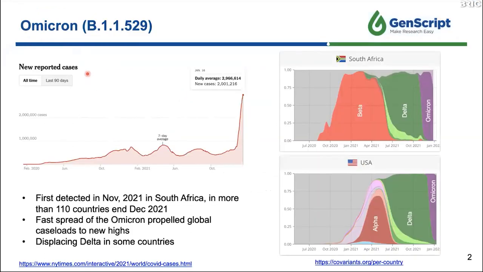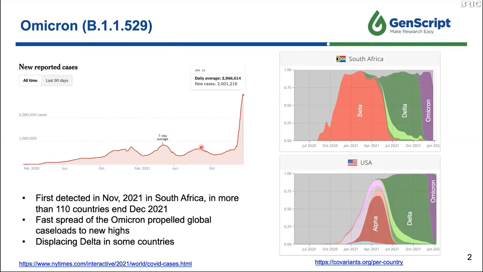First, I would like to give some introduction on the Omicron variant, which I believe most of you have already heard. Omicron was first detected in November last year in South Africa. And until last month, it has already spread to more than 110 countries. This is the new reported case count tabulated for all time.